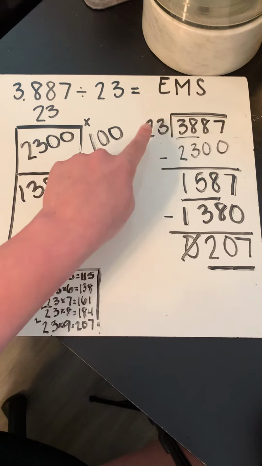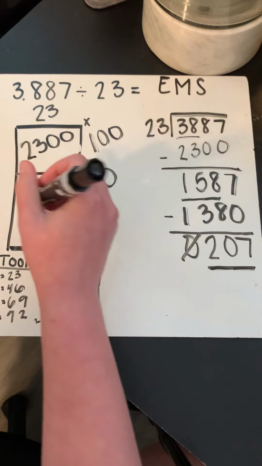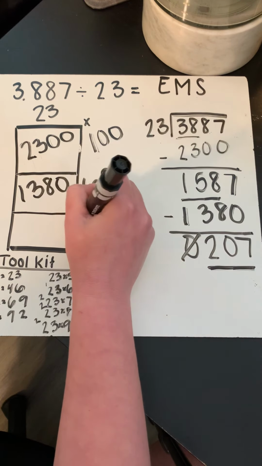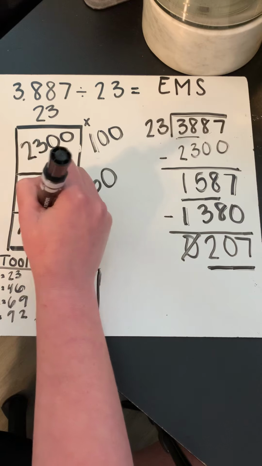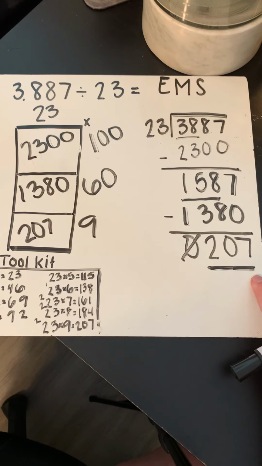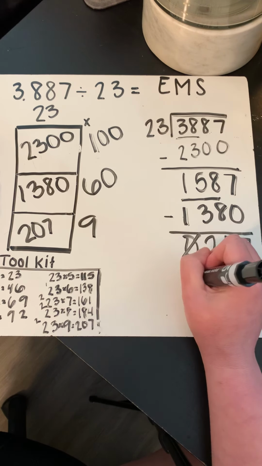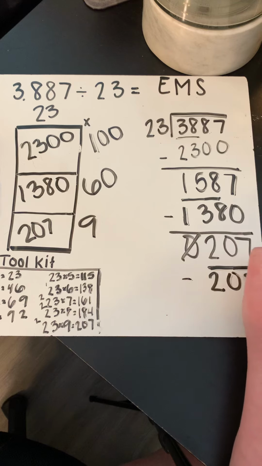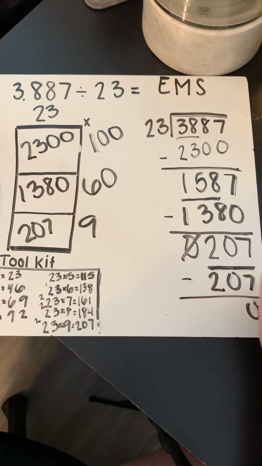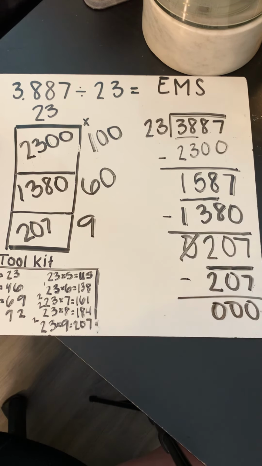So 23 times 9 gets us 207. I have no unlined numbers. This 2 is in the hundreds, and so is this 2, so I don't have to add anything. We are going to subtract because we should end up with zeros. That's how we know our problem is totally done. And we do end up with all zeros. So our problem's almost done.